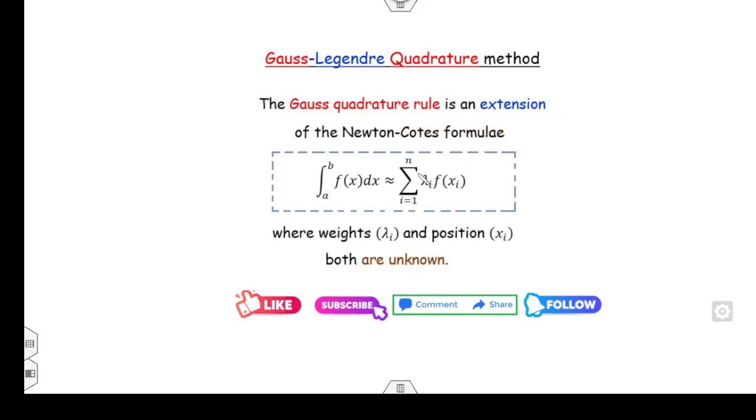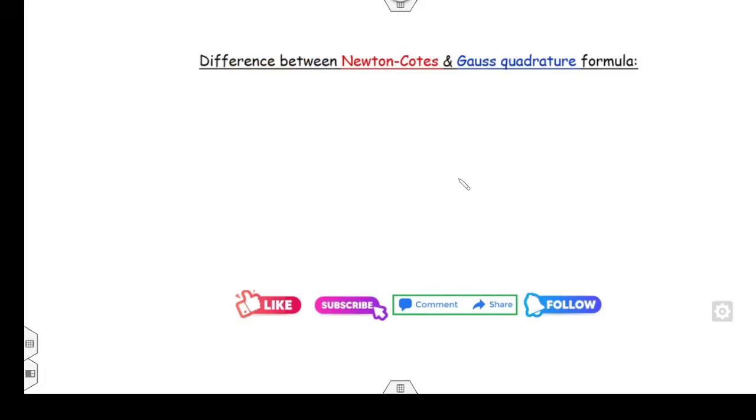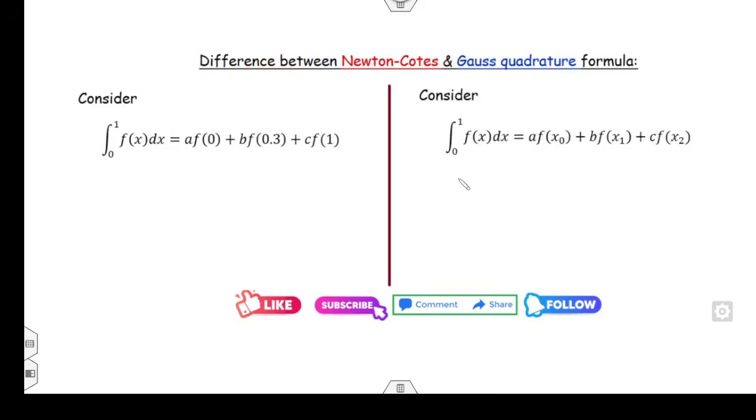The formula is similar. You can write the integration from a to b as lambda i f of xi. The major difference here is that the values of xi are unknown, while in the case of the Newton-Cotes formula, the values of xi, that is the nodes, are known to us. What is the basic difference between them? For example, if I consider two integrations, 0 to 1, a of f0 plus and so on. While in the second case, we can consider a f of x0 plus b f of x1 and so on. Now you can see the values 0, 0.3 and 1 are all known to us.